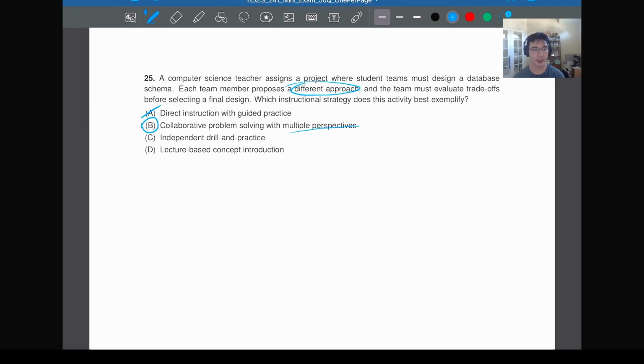Is it independent drill and practice? Are students working by themselves, just drilling, practicing word problems or worksheets? That doesn't seem like what this problem is describing. And is it lecture-based concept introduction? Again, there's nowhere in this problem that suggests it is lecture-based and an introduction of a concept. So B is the correct answer here.